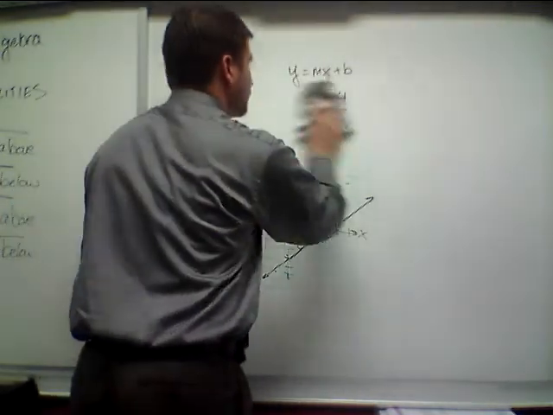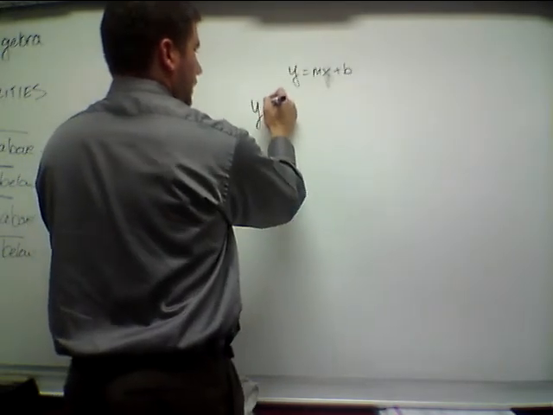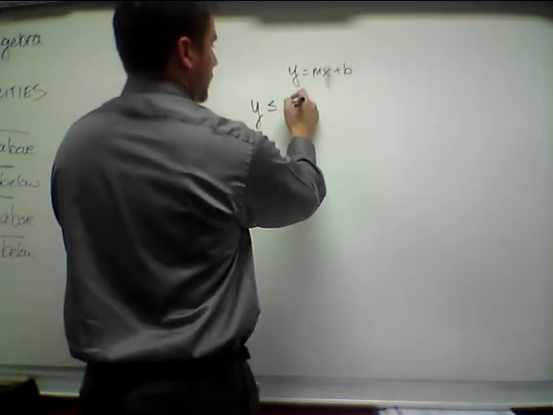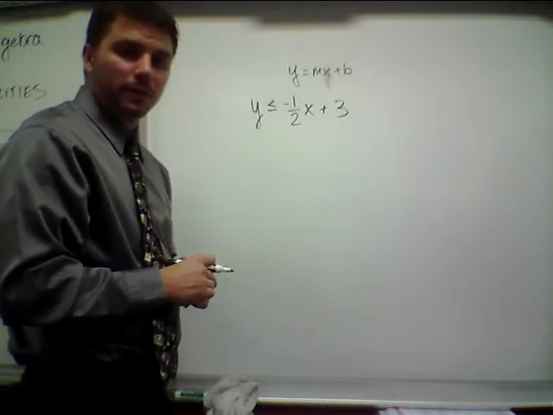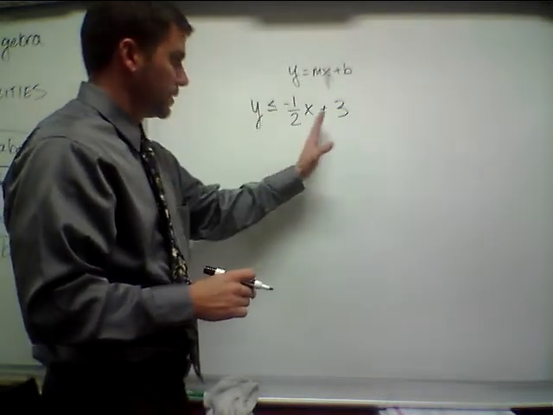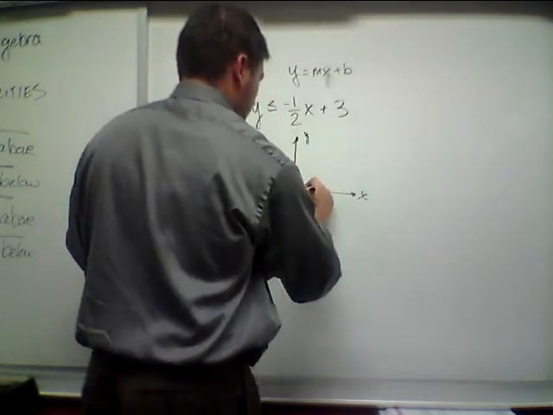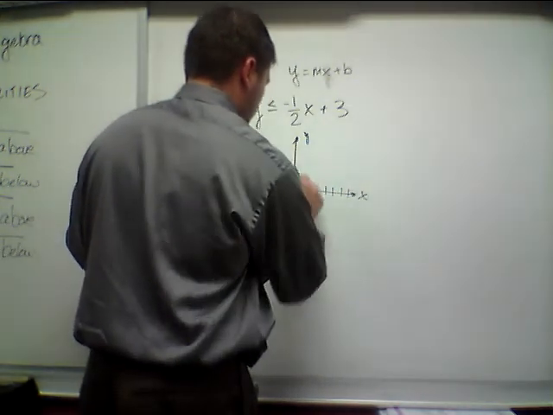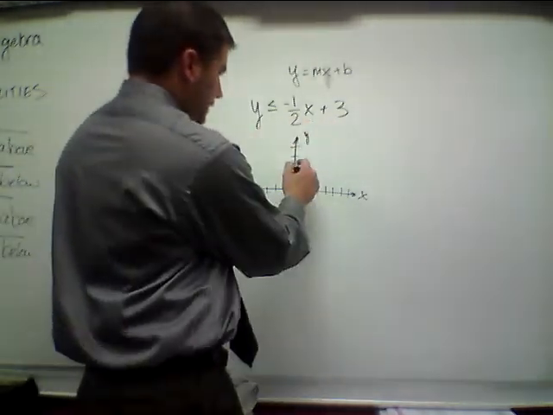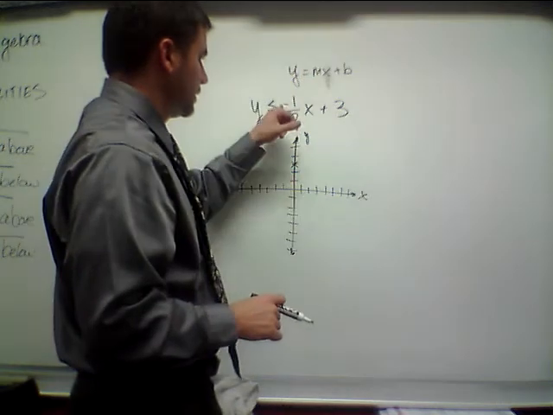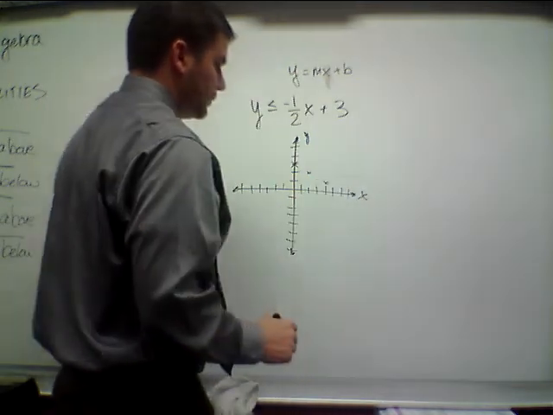The last one that we'll do is y is less than or equal to -1/2 x plus 3. It's already in slope-intercept form. The y is isolated. Looks like y equals mx plus b. So I'll begin at my +3, put my first point. Second point, down 1, right 2, down 1, right 2, down 1, right 2.